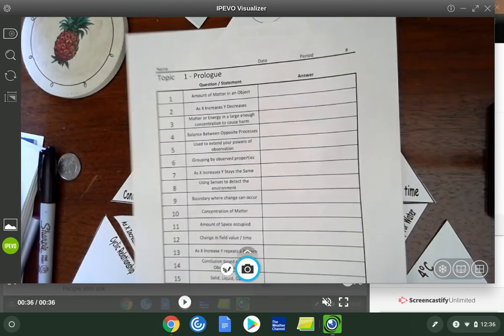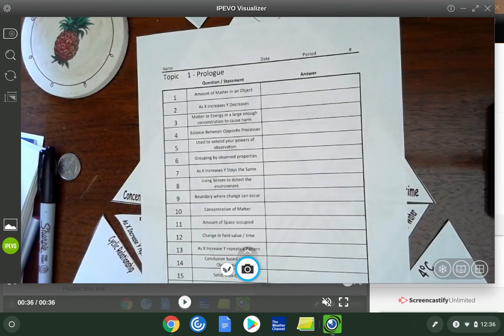As far as these are concerned, when I posted this, I also gave you the definitions for the ones we haven't talked about in the same way or that we haven't talked about yet. Like pollution, matter or energy in a large enough concentration to cause harm. We don't talk about pollution until later, so I didn't have that. So I'll give you the definitions for the ones that we haven't talked about yet, and that'll also help you be able to put these together.